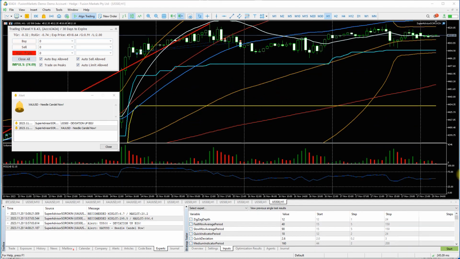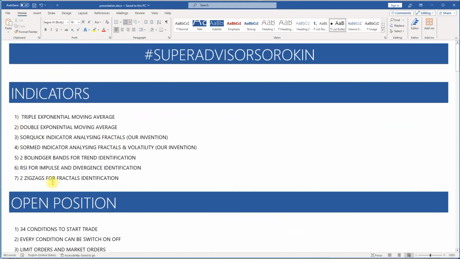The robot's strategy and algorithm are based on 7 indicators. 2 of them are our own proprietary invented indicators, SORQUICK and SORMED. Among the indicators, we have a triple exponential moving average, double, SORQUICK, which is analyzing fractals, and SORMED, which is analyzing fractals and volatility. Plus 2 Bollinger Bands just to recognize the trend, RSI for the divergence, and 2 ZigZags for fractal identification and recognition: minimum, max, and impulse.